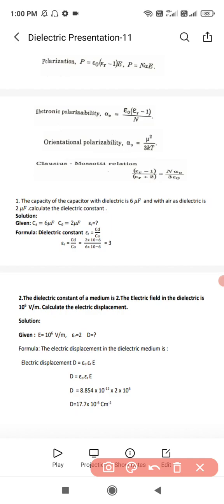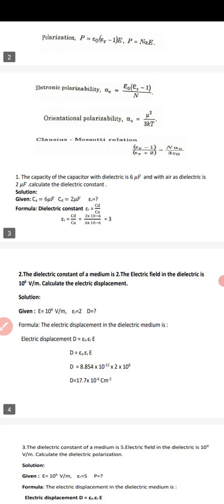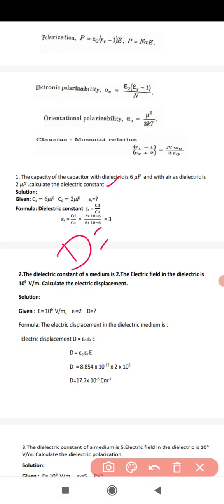The capacity of the capacitor with a dielectric is 6 microfarad and with air as the dielectric is 2 microfarad. Calculate the dielectric constant. Here, the capacitance with the dielectric is Cd equal to 6 microfarad, and the capacitance with air, Ca, is 2 microfarad. Then the dielectric constant is Cd divided by Ca.